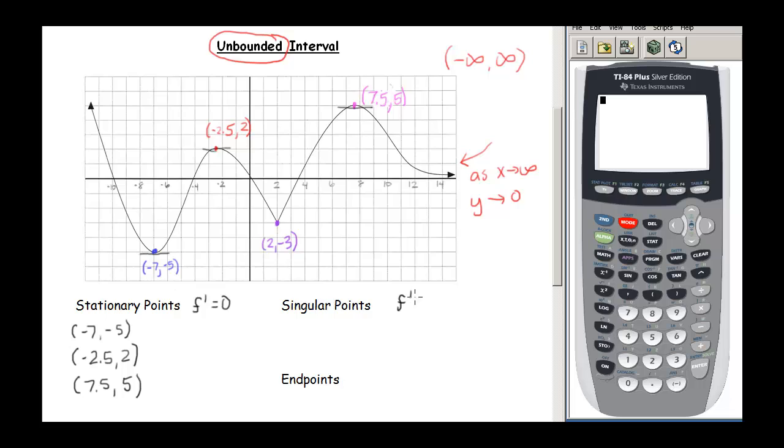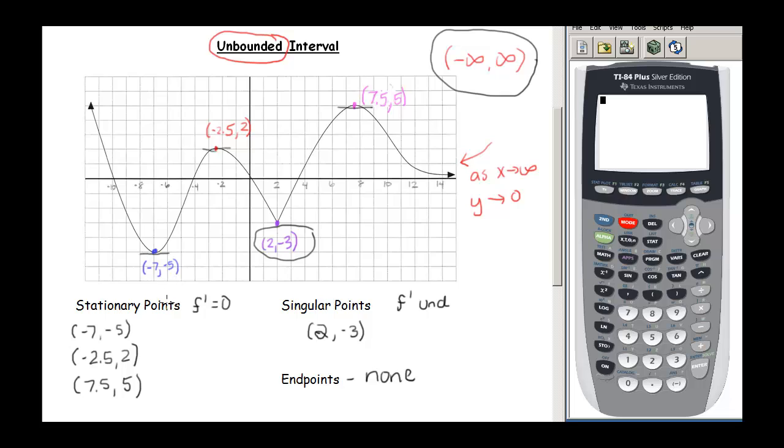Remember, this is where your derivative is undefined. So either we have a vertical tangent or we have a sharp point. So this point right here, this (2, -3), that is our only singular point. And then in this example, remember, we don't have any endpoints because our domain goes from negative infinity to positive infinity, so we have no endpoints.